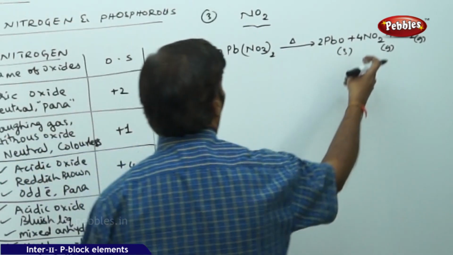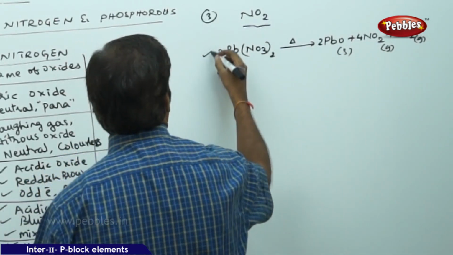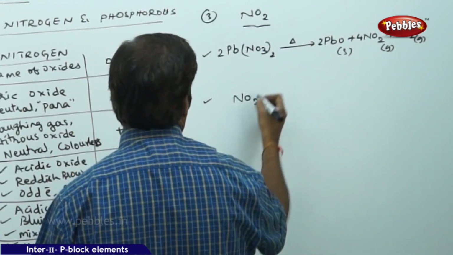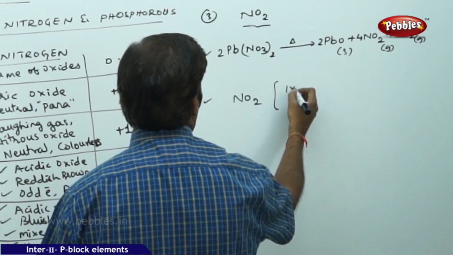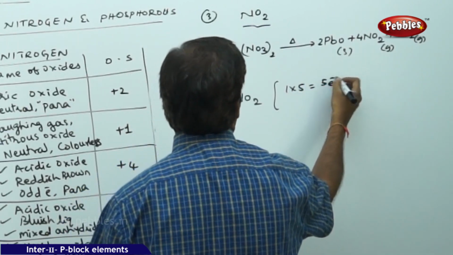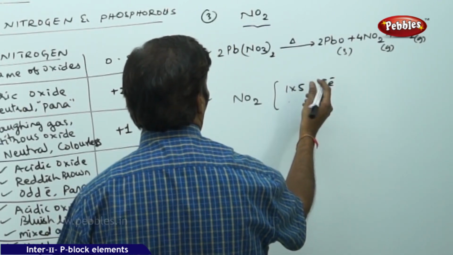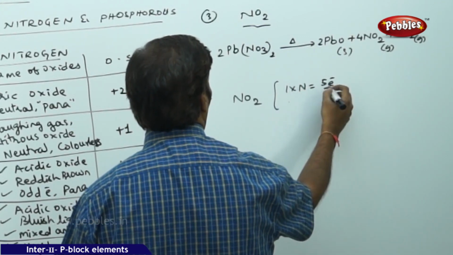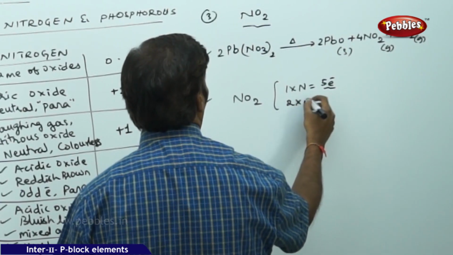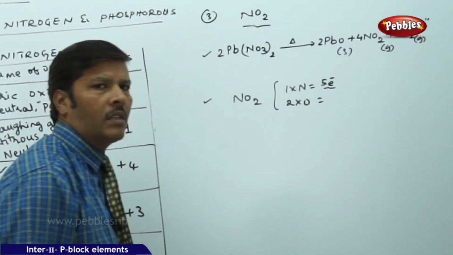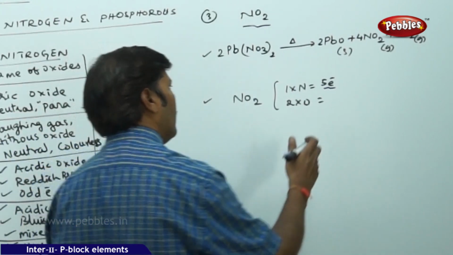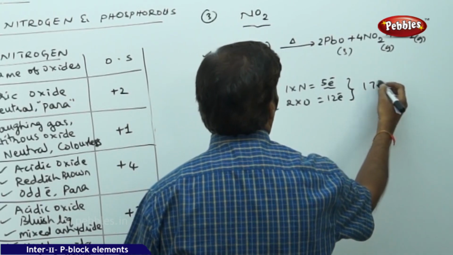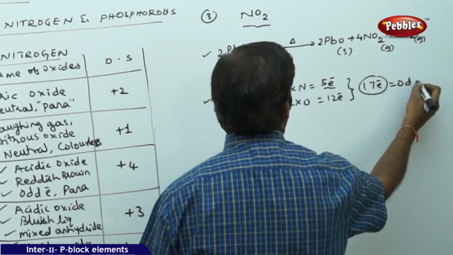In this way we can prepare nitrogen dioxide. Nitrogen dioxide contains 1 nitrogen, which has 5 valence electrons, and there are 2 oxygens, each oxygen having 6 valence electrons, so 12 electrons. Therefore the whole molecule has 17 electrons. 17 is an odd number of electrons.